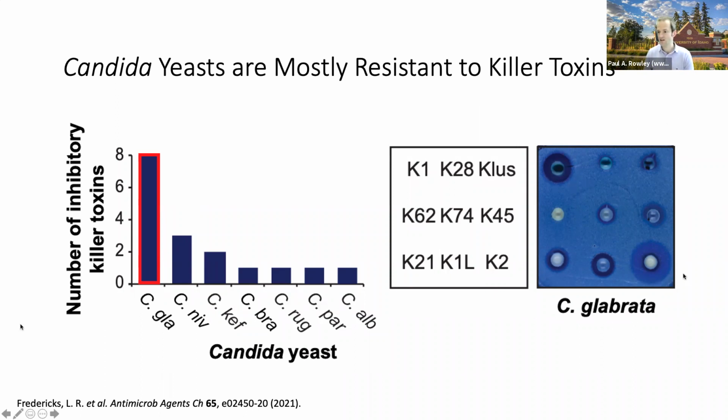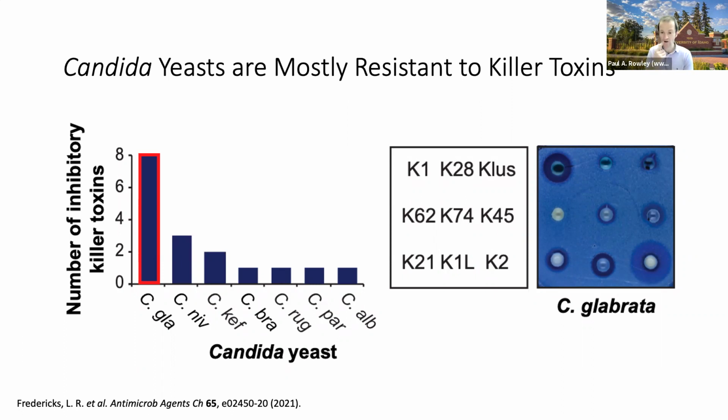Some produce large zones of growth inhibition, and some produce only very, very small zones that are barely perceived on the plate. But you can clearly see that we've got this one killer toxin here, K62, which is actually not inhibiting Candida glabrata at all. That's a completely different project that I don't have time to talk about today, but it's something we're actively investigating. But at least it did seem like Candida glabrata was susceptible to killer toxins. So that was nice. And then we forgot about it for a little while.